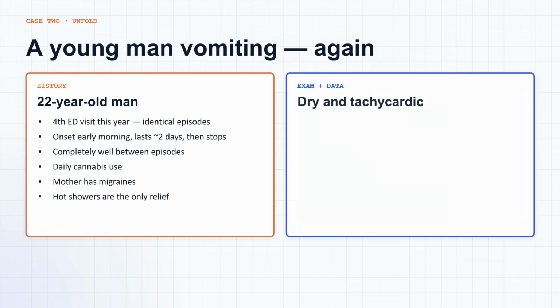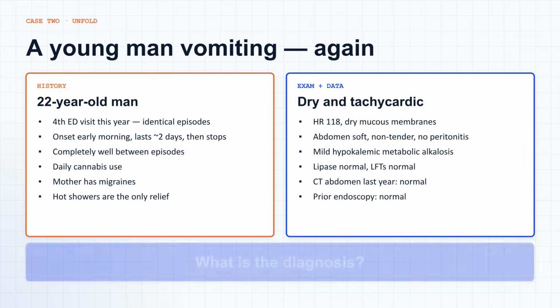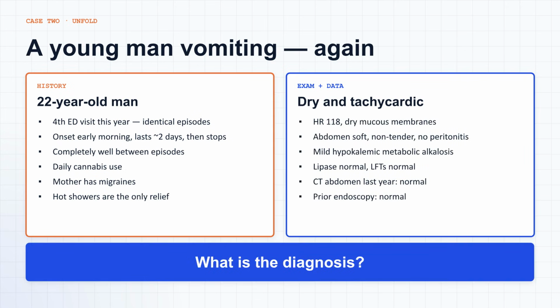On exam, he is tachycardic and dry. His abdomen is soft with no tenderness. Labs show a mild metabolic alkalosis, and an abdominal computed tomography scan last year was normal. What is the diagnosis? Notice how stereotyped the episodes are. That word stereotyped is doing a great deal of work here.